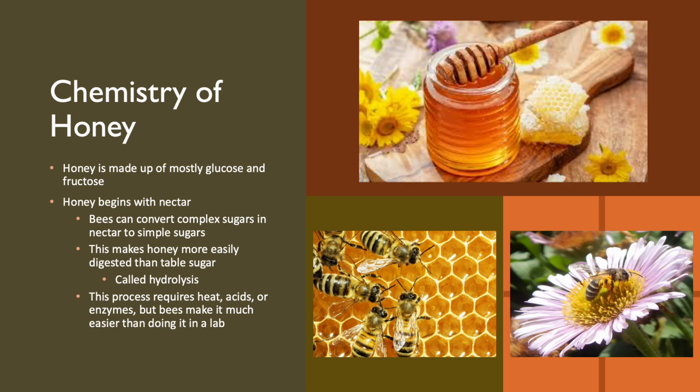Next is the chemistry of honey. Honey is made up of mostly glucose and fructose. Bees convert these complex sugars and nectar to simple sugars. This makes honey more easily digestible than table sugar because the body can readily absorb simple sugars. This process requires heat, acids, or enzymes, but bees make it much easier to do this than in a lab.